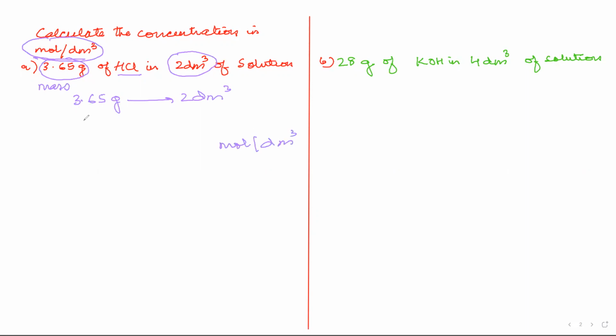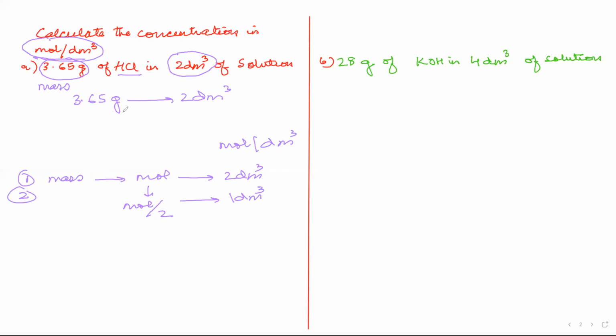So there are 2 steps you need to follow. Step number 1, you have to convert the mass into moles, right? And the second step, these moles are there in 2 dm cube, so you need to find out how many will be there in 1 dm cube. What you will do is divide the number of moles by 2, and you will get that these many moles are there in 1 dm cube. So let's start calculating, right?